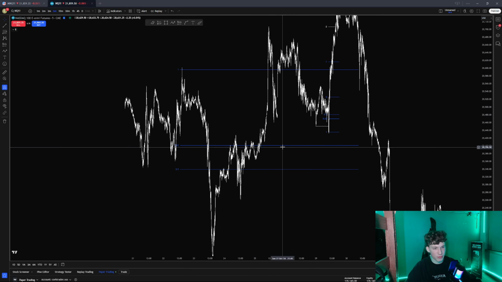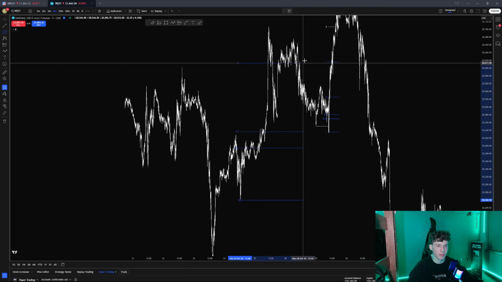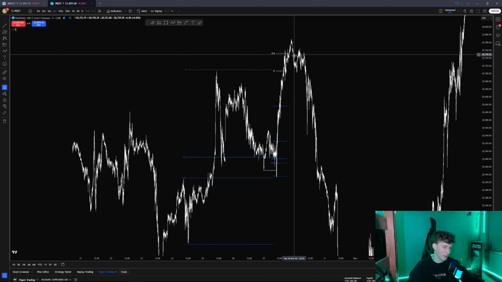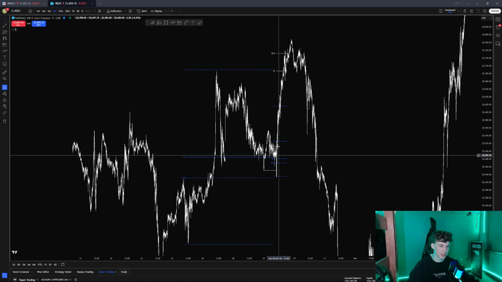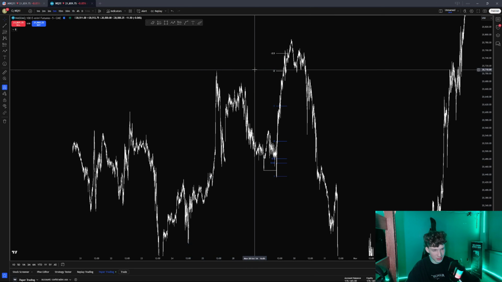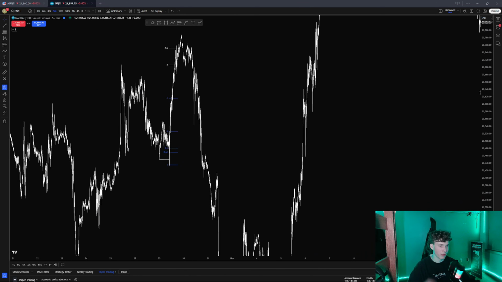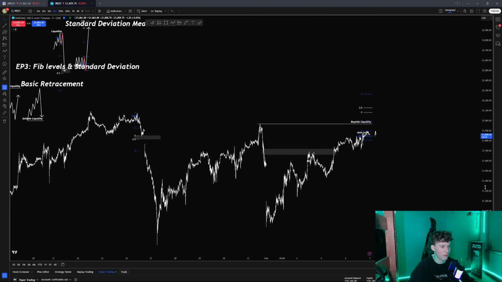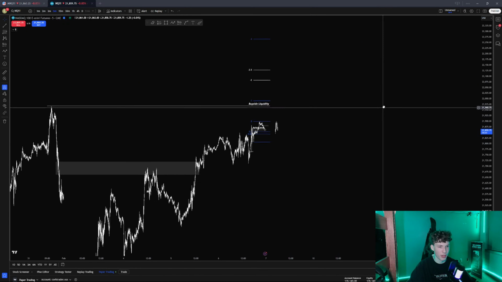All right, if we're moving in the other direction, let's measure here then. Bang. Holding the range, literally tick the 0.62 and then moving up, right? Ignore this. I just have a bunch of standard deviation examples because they are a little bit harder to find. It is not as easy to measure. All right, so now that you know fibs, let's go into basic standard deviation.